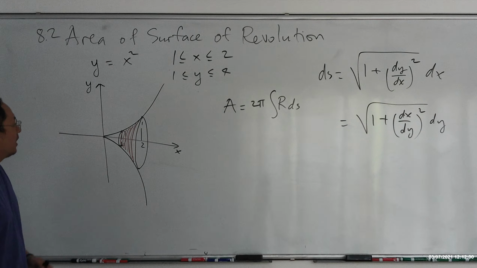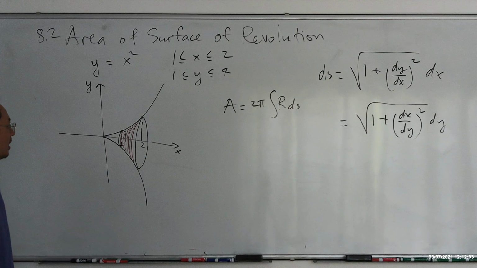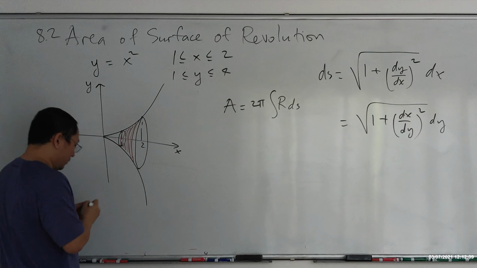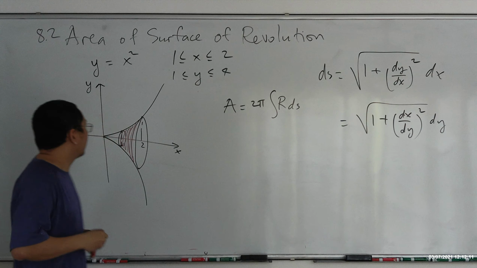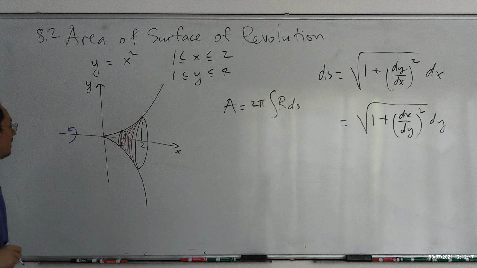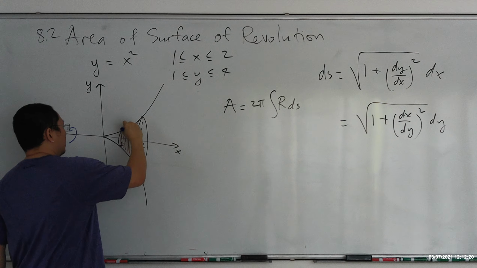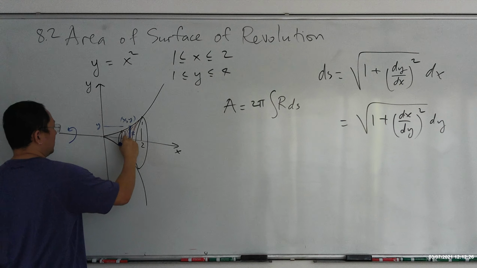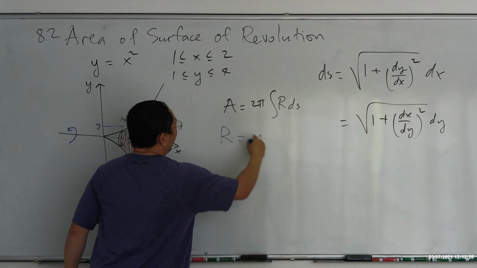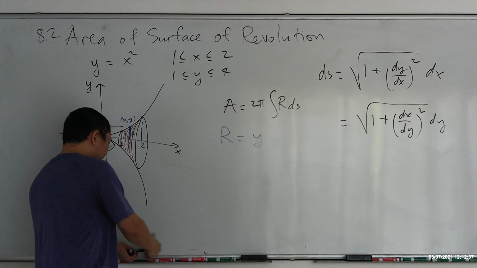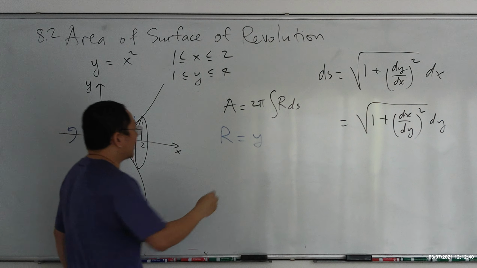Surface area. If you rotate a curve, same function, but this time I'm rotating about the x-axis. So we have to determine two things: the radius and ds. The radius is the distance from the curve to the axis of rotation. This is our axis of rotation right now, the x-axis. So any point on the curve, the distance is going to be r right here. This point is x comma y. This is y, this is x. So the radius r is equal to y. You can calculate it this way.